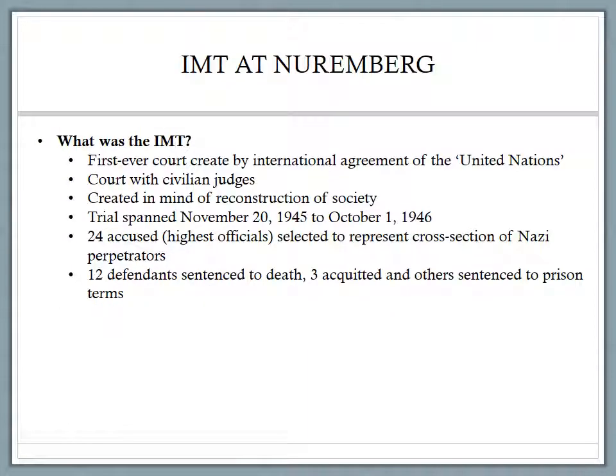What was the IMT? In June 1945, the Allied powers met in London to establish the contours of a tribunal that would hear evidence and pass judgment on Nazi officials who had allegedly committed atrocities during World War II. At the time of the conference, the tribunal was also given a name, the IMT, International Military Tribunal. It was to be the first court ever created by international agreement of the United Nations, being the countries that banded together during World War II to fight the Axis powers, and not the United Nations supranational organization that we think of today.